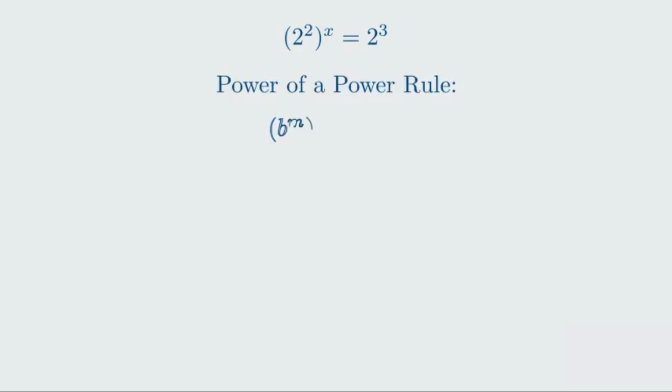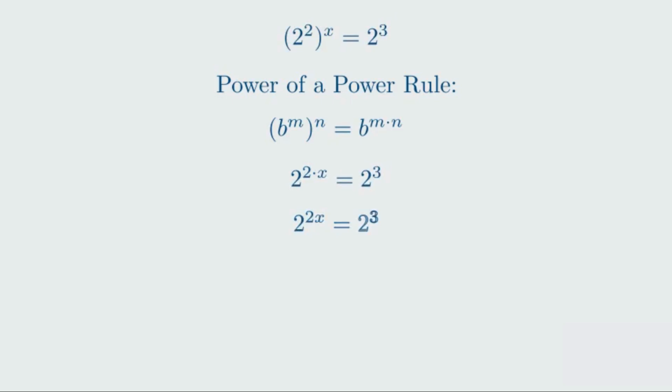To simplify the left side, we need to remember a fundamental rule of exponents. The power of a power rule. This rule states that when you raise an exponent to another power, you simply multiply the exponents together. The base stays the same. So, applying this rule to our left side, 2 squared, all to the power of x, becomes 2 to the power of 2 times x, or 2 to the power of 2x. This simplifies our entire equation. We now have 2 to the power of 2x equals 2 to the power of 3.